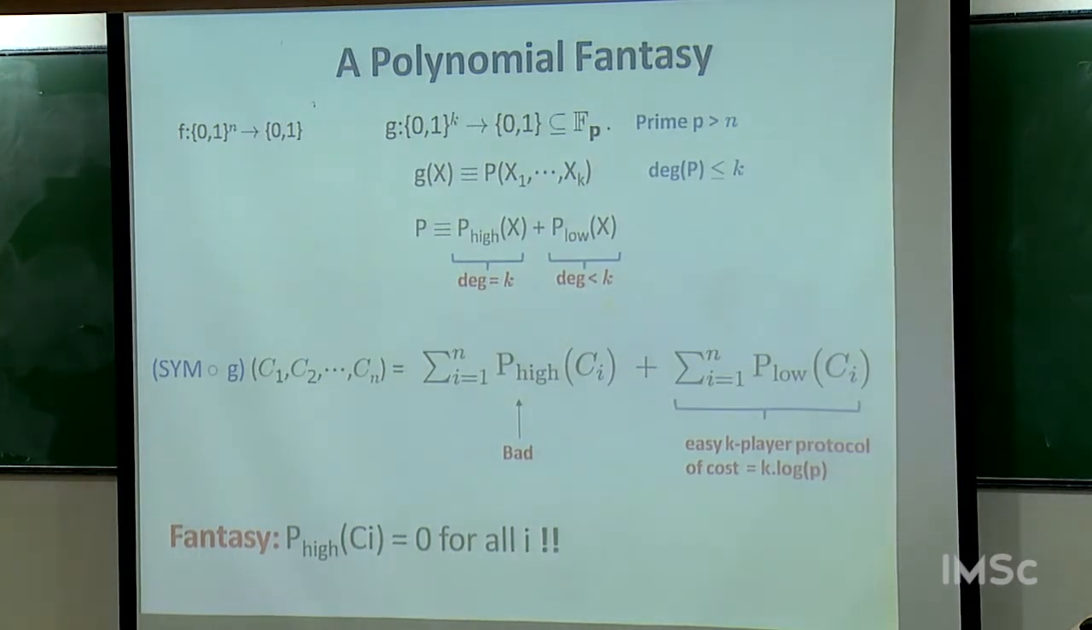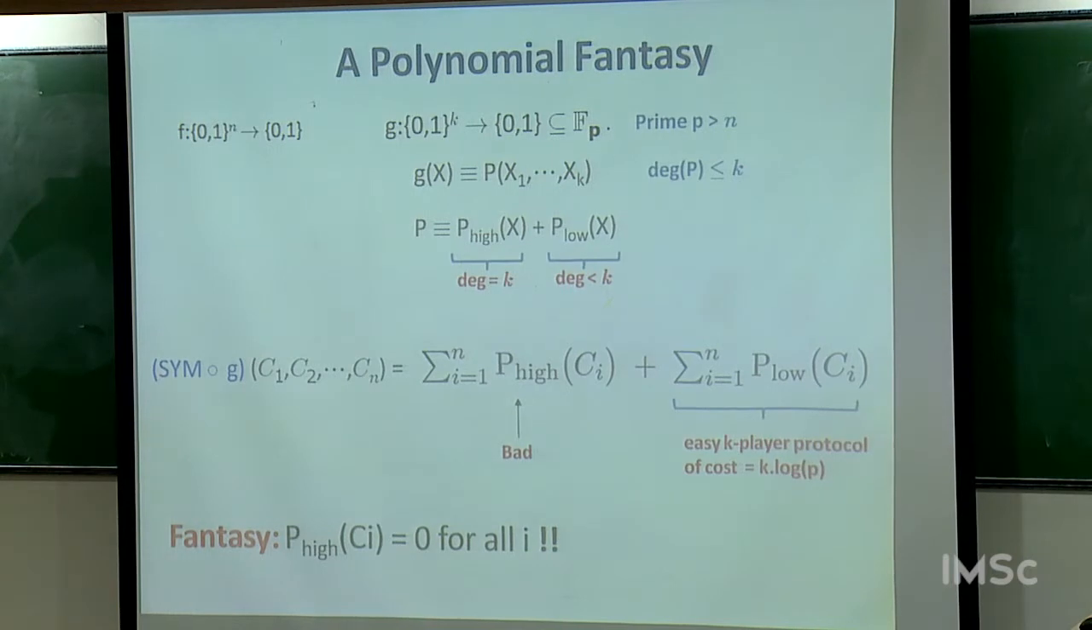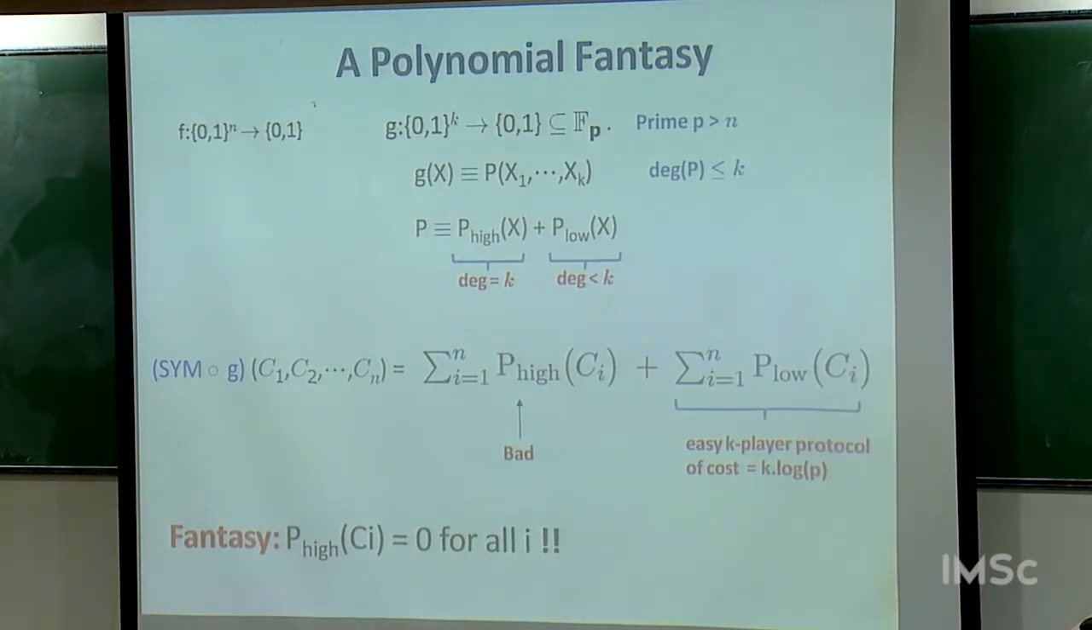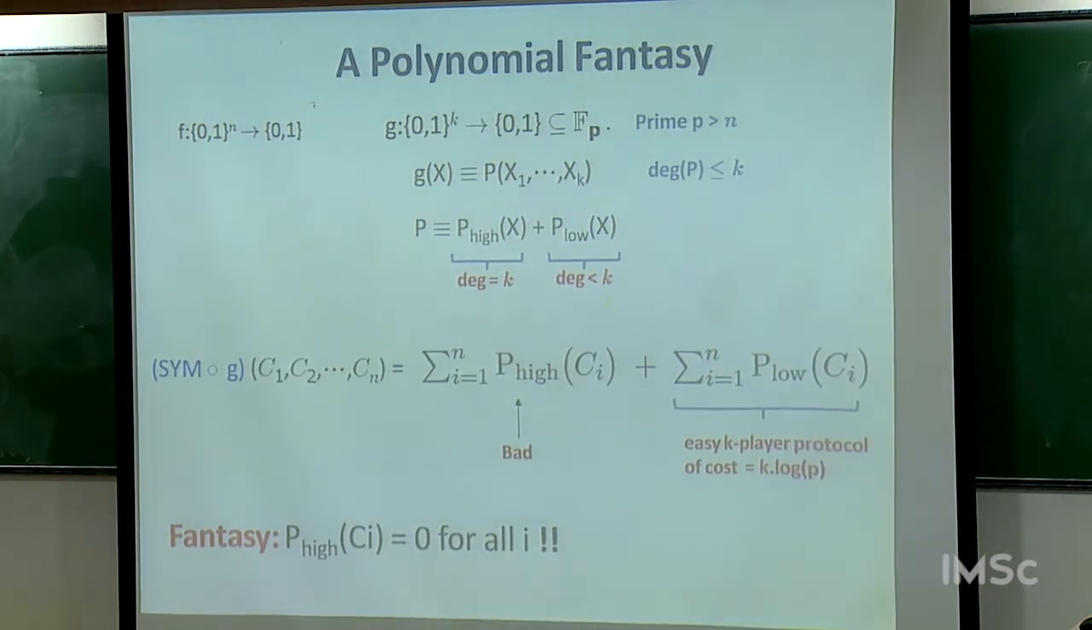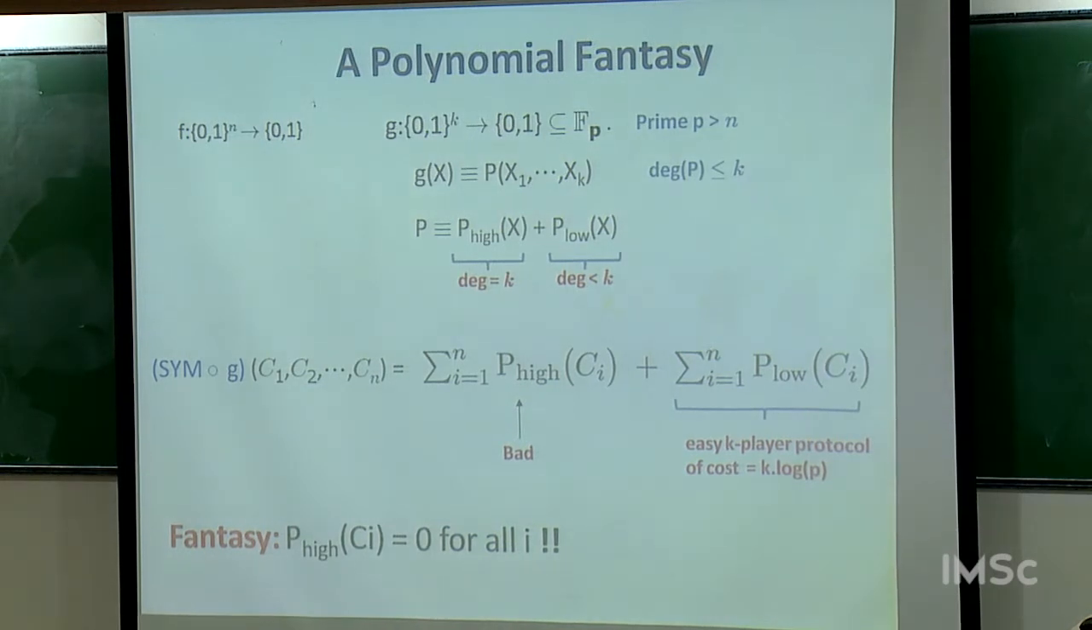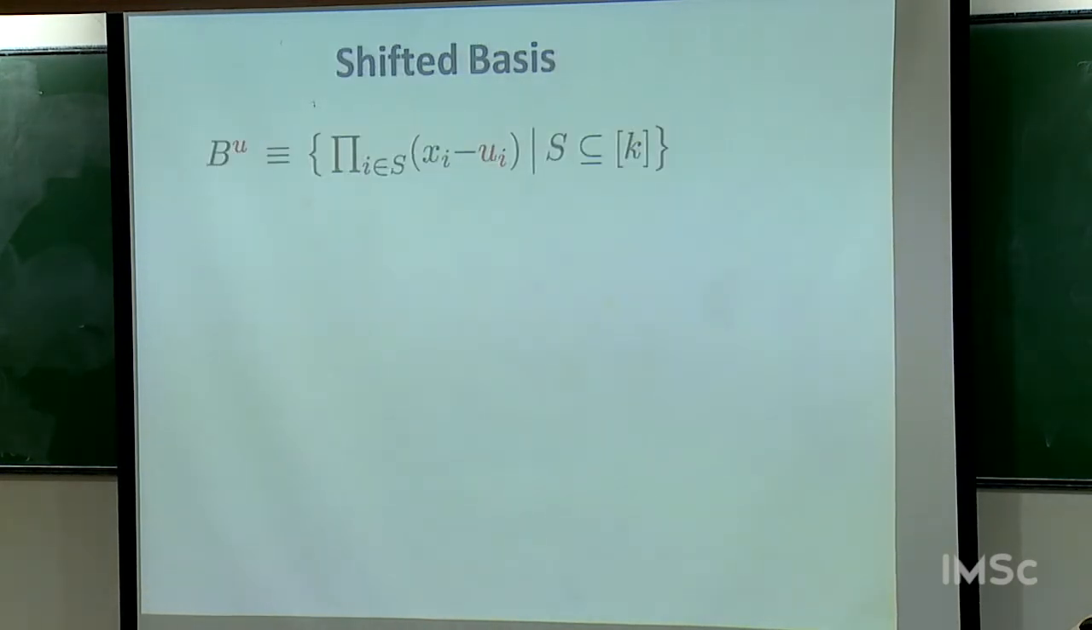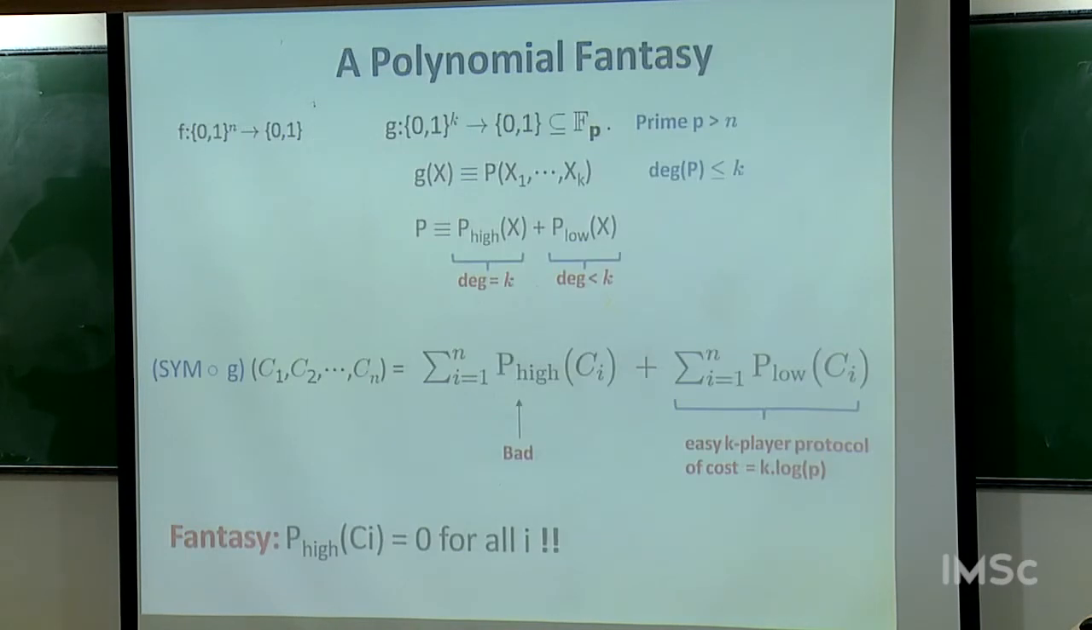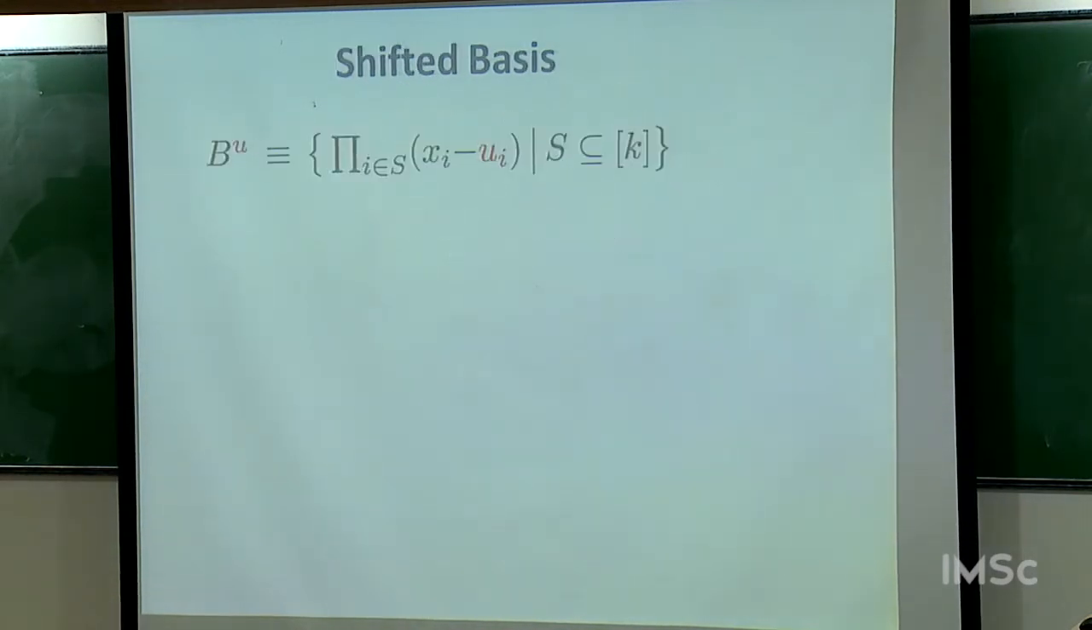This is the bad part, and here's an interesting idea that at least occurred to us. Sorry, this should be C subscript i. Can we show that when k is large, this turns out to be zero, or some fixed constant that is always true? Then obviously you don't have to evaluate this high degree part. It is not true in general, and here we use the new idea of the paper. We will show that this actually turns out to be true if you shift your basis.